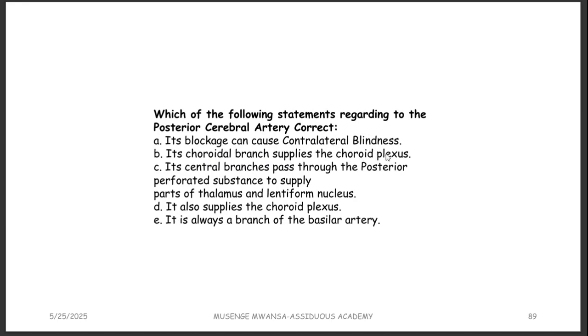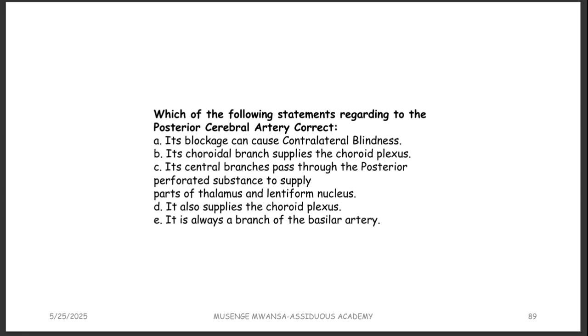Its choroidal branch supplies the choroid plexus. Its central branches pass through the posterior perforated substance to supply parts of the thalamus and lentiform nucleus. It also supplies the choroid plexus. It is always a branch of the basilar artery.